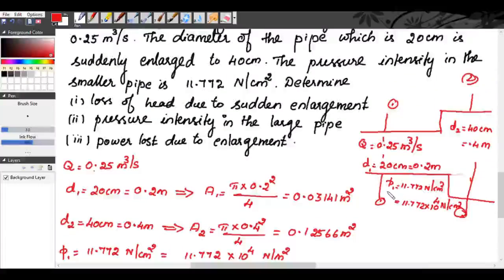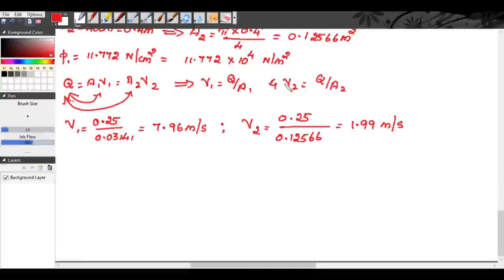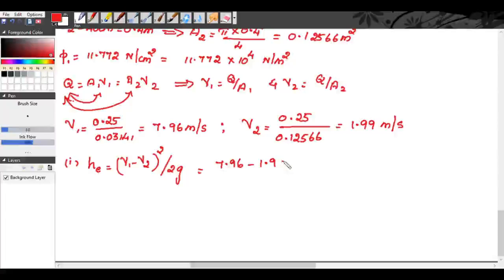Now, we are asked to find the loss of head due to sudden enlargement. First is loss of head due to sudden enlargement. So how will we determine that? We know the formula for loss of head due to sudden enlargement is equal to V1 minus V2 the whole square by 2g. V1 is 7.96 minus V2 is 1.99, the whole square, divided by 2 into 9.81. We get the loss due to sudden enlargement as 1.816 meter.